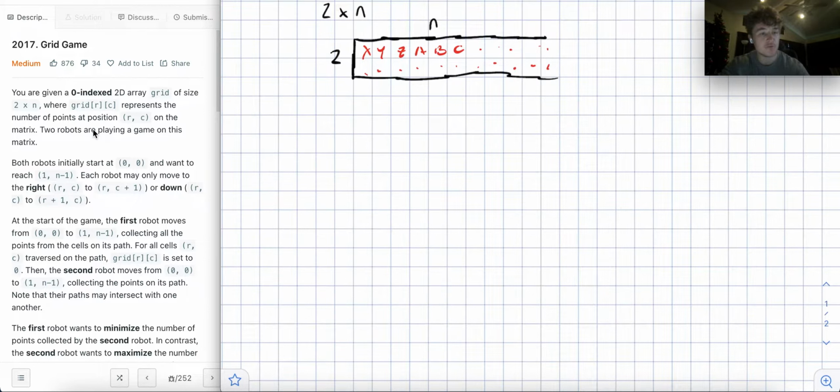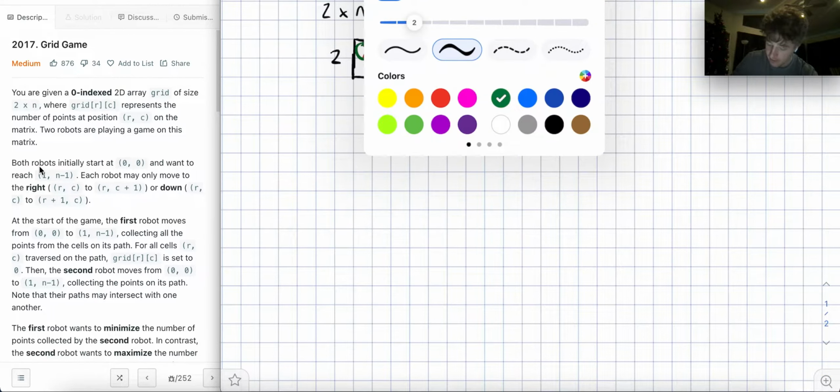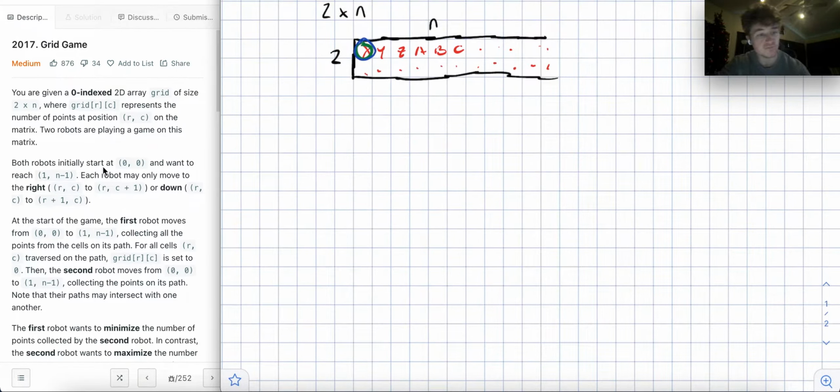Okay, now you have 2 robots that are playing the game on this matrix. Both robots initially start at position (0, 0). Okay, so there's 2 robots here at position 0. And each robot may only move to the right or down. Okay, so it can only go right, can only go down. All right, so at any position when there's a robot, it can either go right or it can go down. It can't go left, it can't go up.